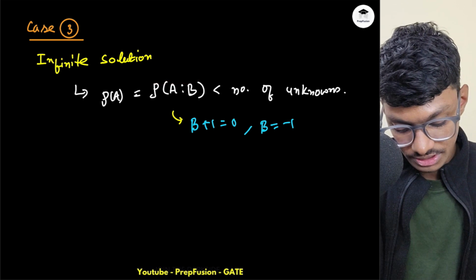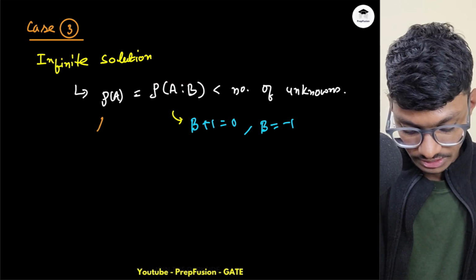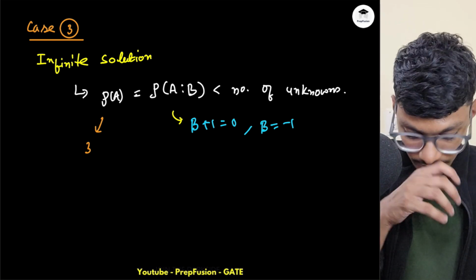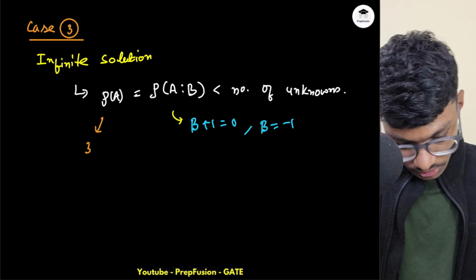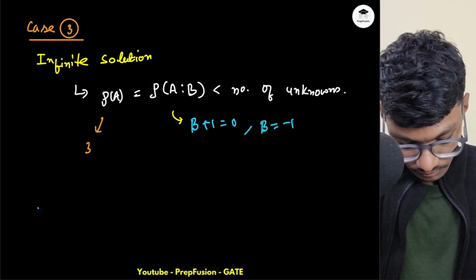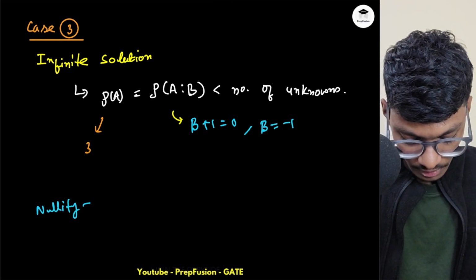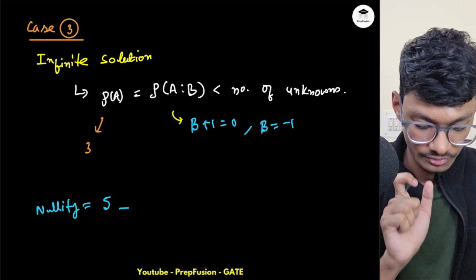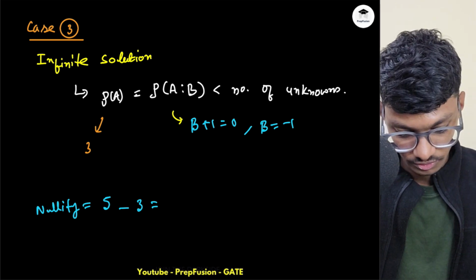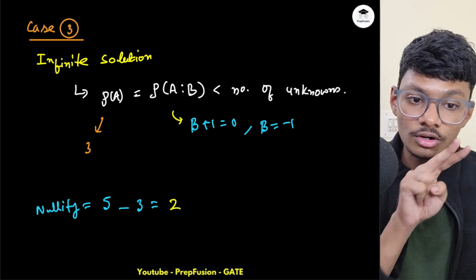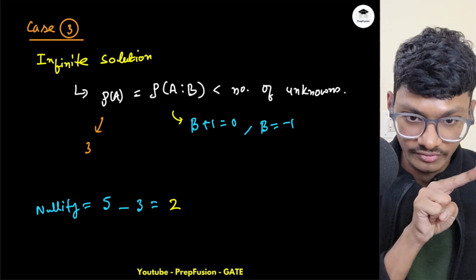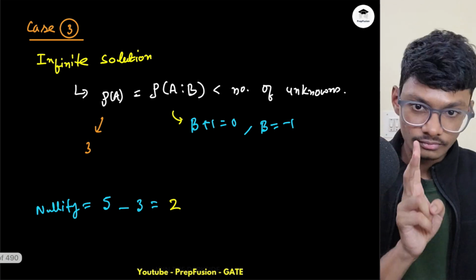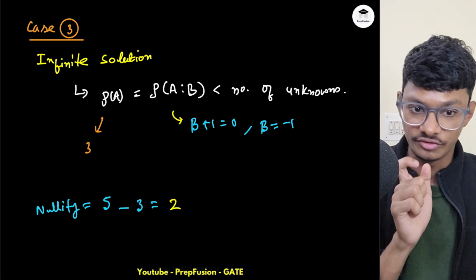So for the infinite solution case, the rank of A is 3, and rank of the augmented matrix is also 3. Let's talk about the nullity. It is the total number of variables, which is 5, up to x5 we have, minus the rank of A, which is 3, the rank of the coefficient matrix, which equals 2. So we have two free variables. Are there really two variables?